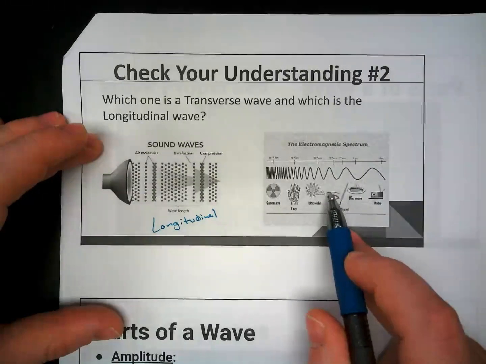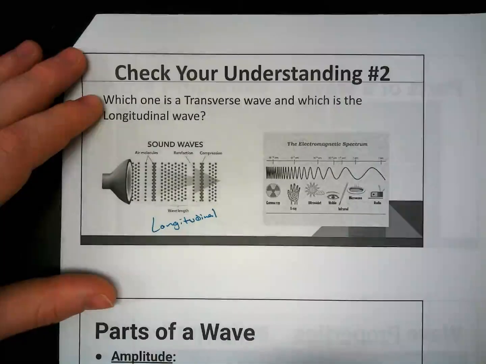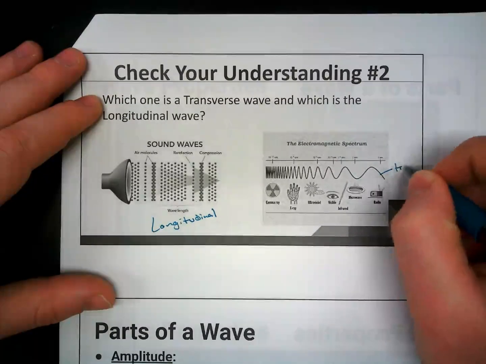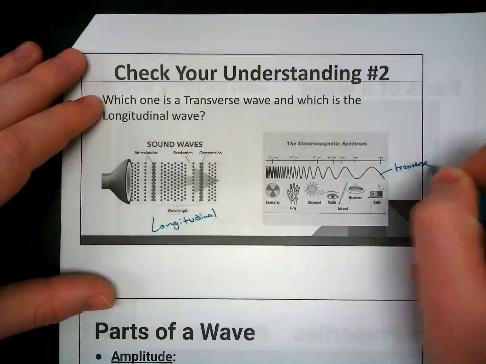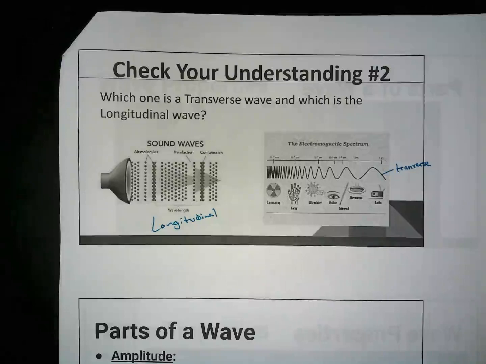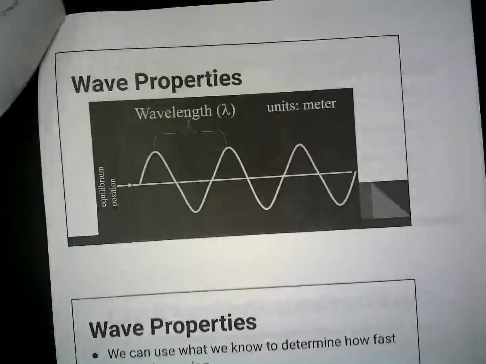And then here we have just a picture of the electromagnetic spectrum, and the electromagnetic spectrum, at least the way we represent it, moves in such a way like transverse waves. Okay, so here sound waves, longitudinal, electromagnetic spectrum. We use transverse waves to translate how the waves move for the electromagnetic spectrum.